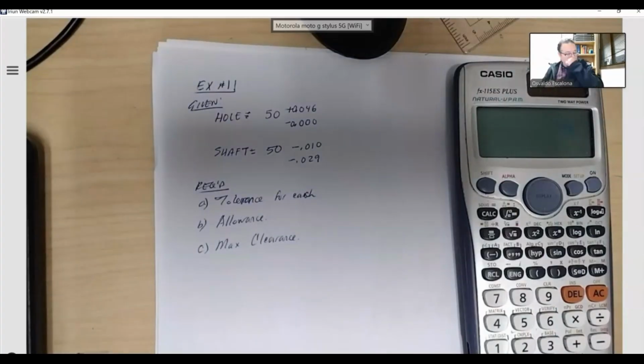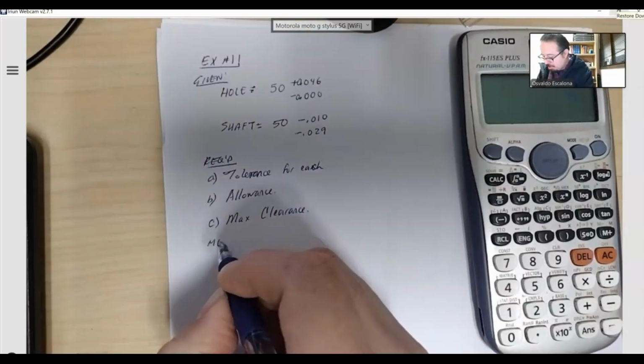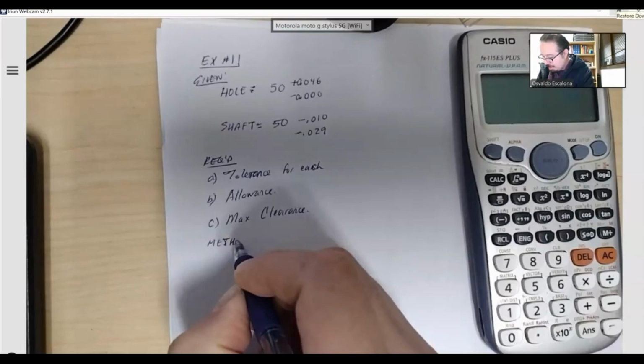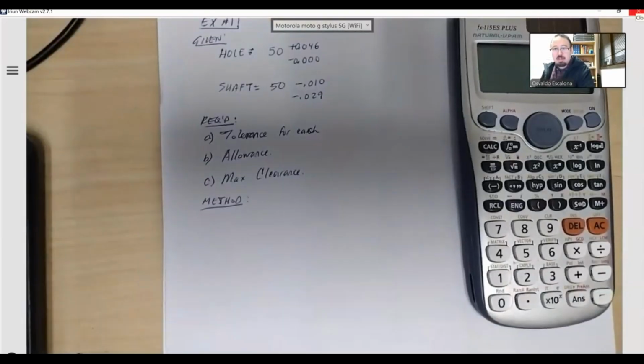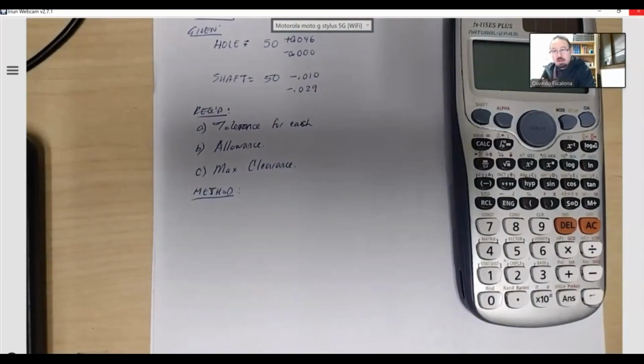All right. Let's start. Method. Sometimes you call it solution. In my case, I'm going to call it method. What is the method of solving this? We're going to do it two ways. First, we're going to do it graphically, and then we are going to do it mathematically.